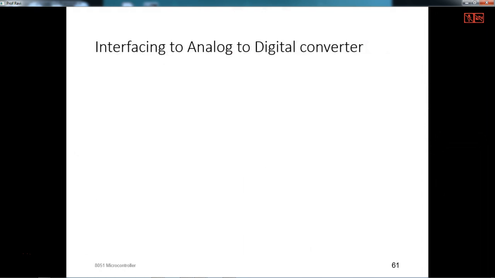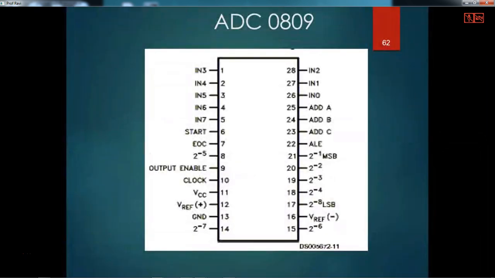Now coming to the analog to digital converter interface, we have seen the complete hardware. It is a 28 pin IC. As we said, you can connect 8 analog inputs, IN0 to IN7, at a time, but only one input can be digitized. Selection of that can be done by using select lines.